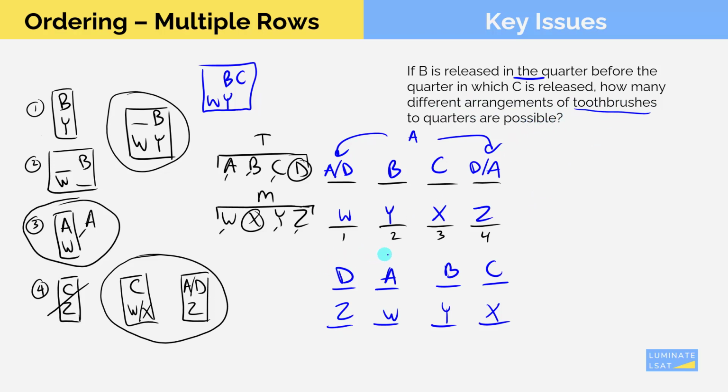So now the question is, how many different arrangements of toothbrushes to quarters are possible? Well, this is one possible arrangement over here, D, A, B, C. And the first world here captures two other possibilities. Either you're going to have A, B, C, D, or you're going to have D, B, C, A. So that's why the answer to this question is there are three different possible arrangements of toothbrushes to quarters.